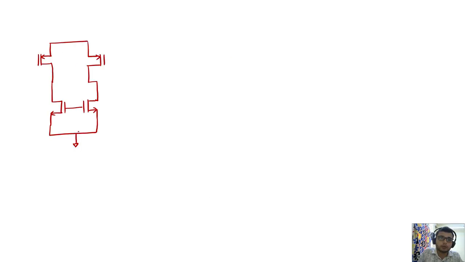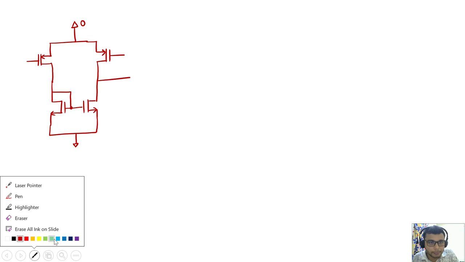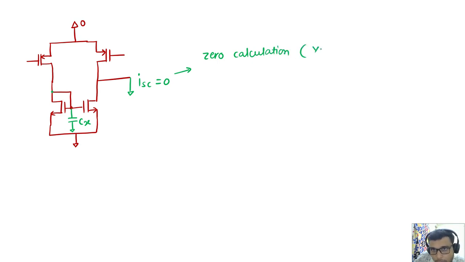So this is the structure, with the virtual short. I'll show the direction exactly, because otherwise many people get confused here. This I call CX. I want the output short circuit current to be 0, because we are doing the zero calculation. For the zero calculation, your V out should be 0, hence I_SC should be 0. From where is I_SC coming? One direction is this, the other direction is this. Overall I_SC is nothing but I down plus I up.